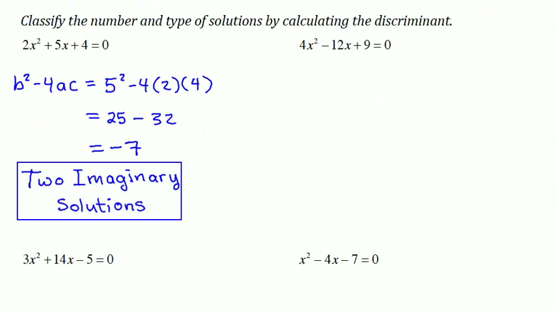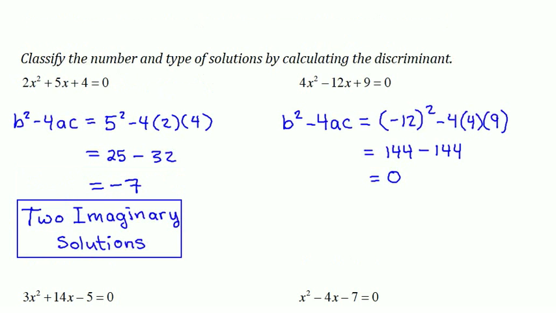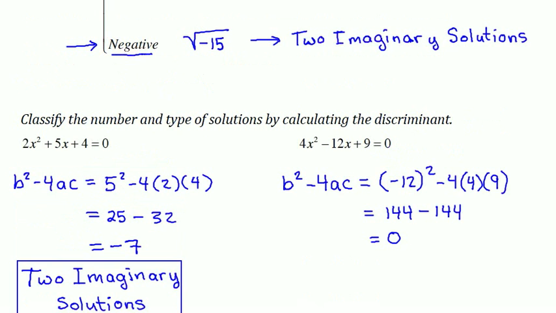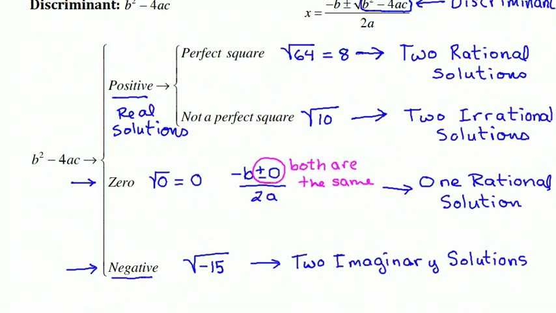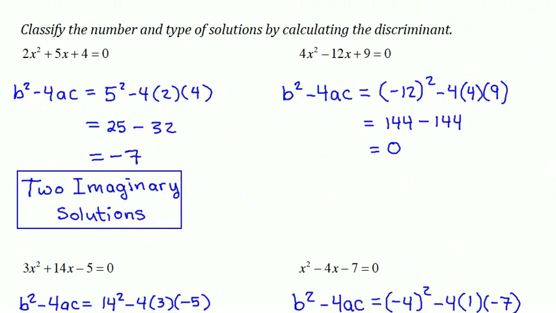I recommend pausing this recording now and trying to find the discriminant for all of the remaining equations, and then coming back to the video just to compare your answers to the ones that I get. For the second one, or this one to the right, I get a discriminant of 0, and scrolling back up to my chart, I can see that a discriminant of 0 is the only case where we get one solution and that solution is rational. So coming back to this problem here, I'm going to say one rational solution.